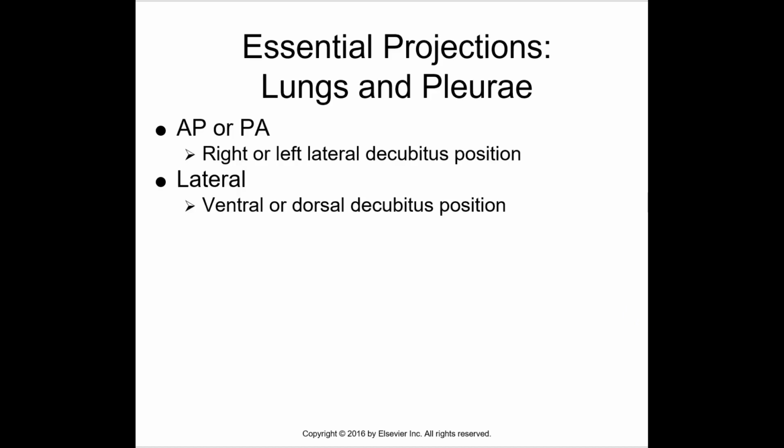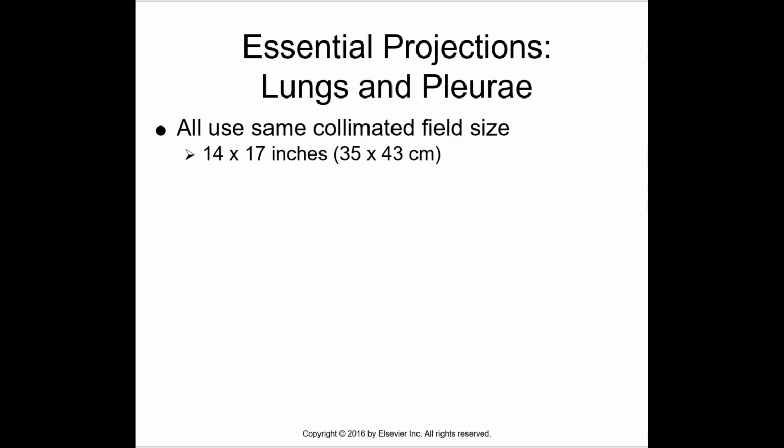So essential projections, a lung and a pleura, AP or PA, right or left lateral decubitus position. Lateral is the ventral or dorsal decubitus position. So I'll use the same collimated field size, 14 by 17.